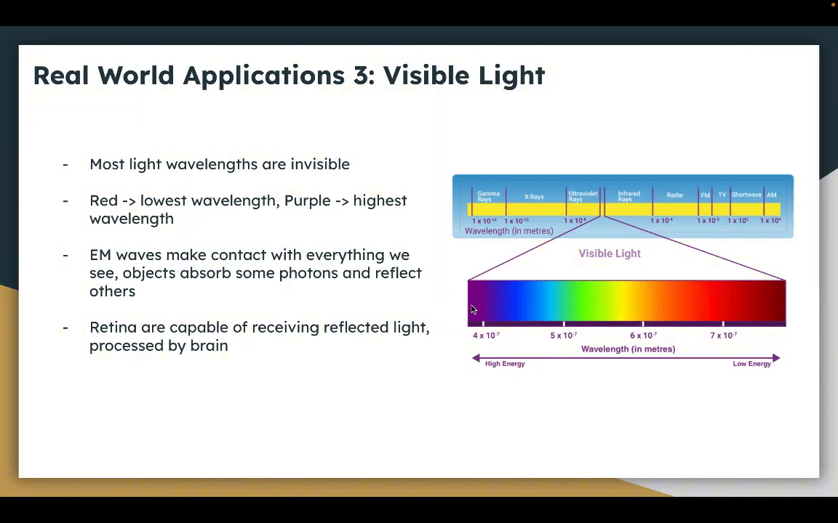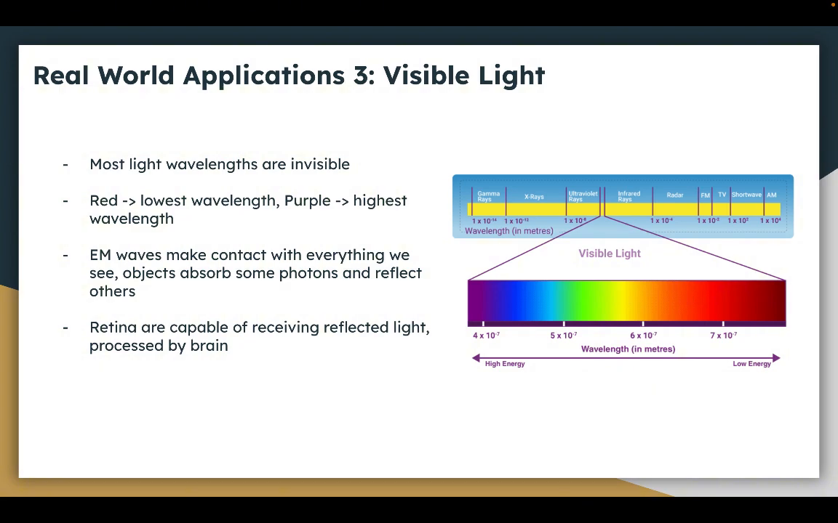So as these EM waves make contact with the objects that we interact with every single day, those objects are going to absorb certain lights and reflect others. As these objects reflect certain light, they're picked up by the retina in our eye and processed by our brains, and they basically allow us to perceive the colors that we see in our everyday objects.